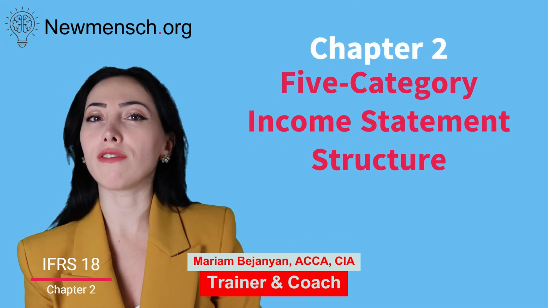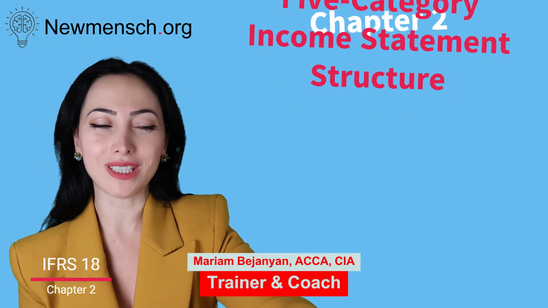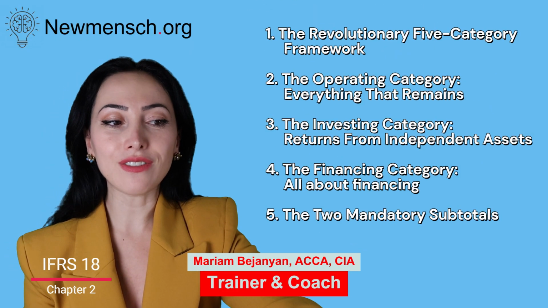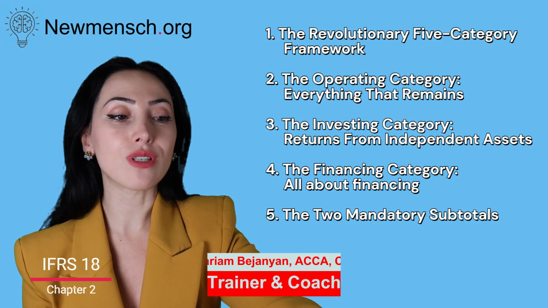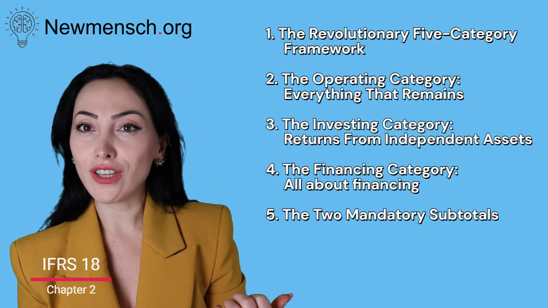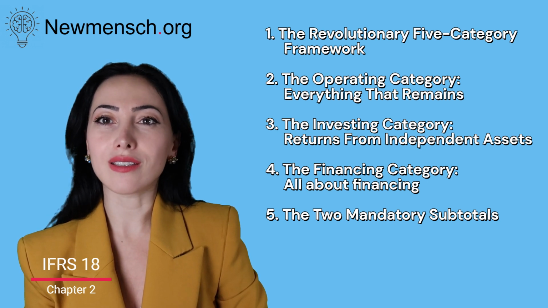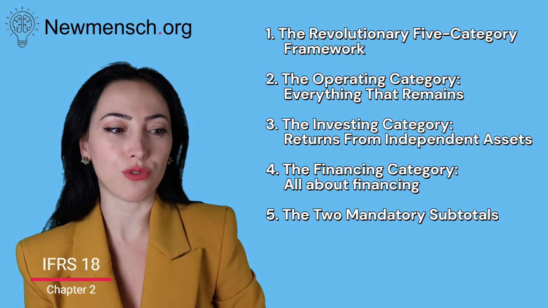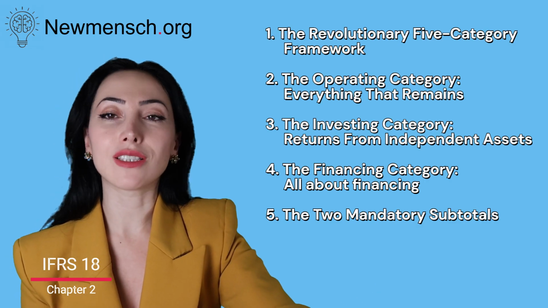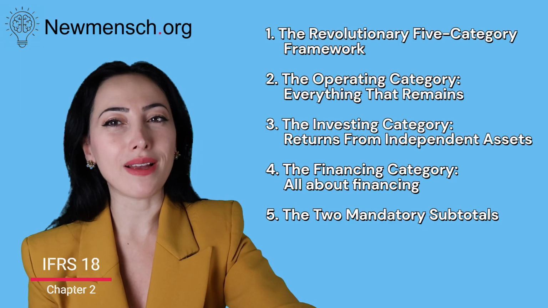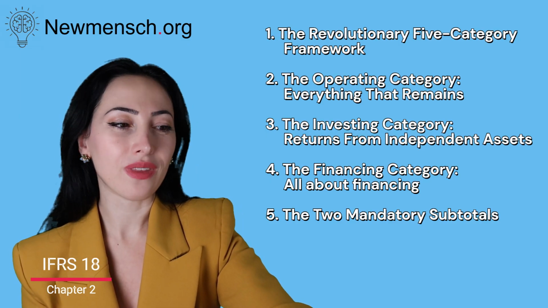As always, we will have 5 objectives. Let's have a look together. We are going to look at how the 5 category structure fundamentally changes income statement presentation and how it is different from what IAS 1 was offering. What makes the operating category stand out, and what we mean by saying it's a default category.